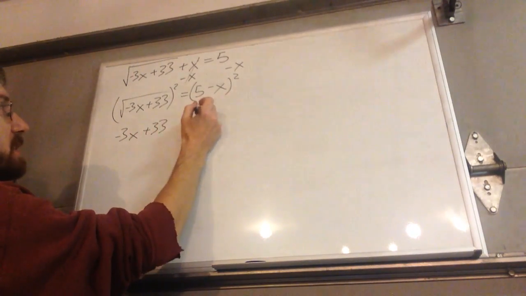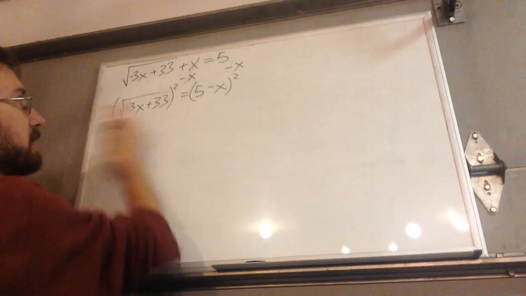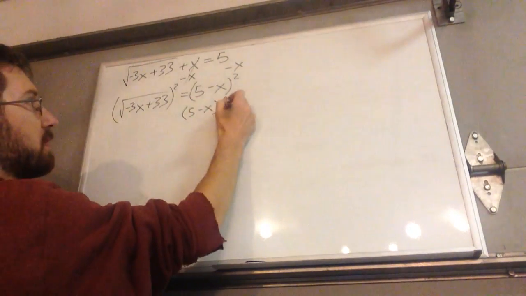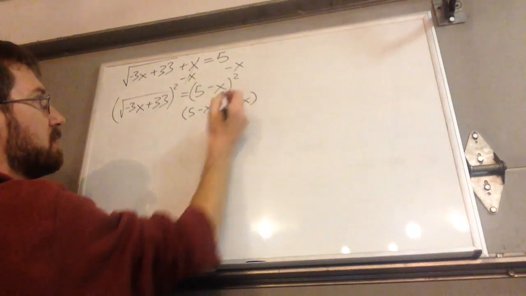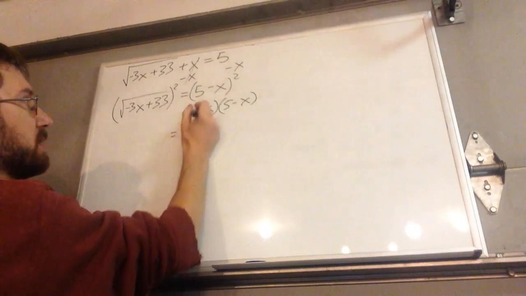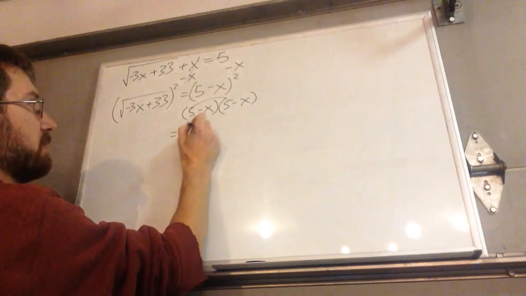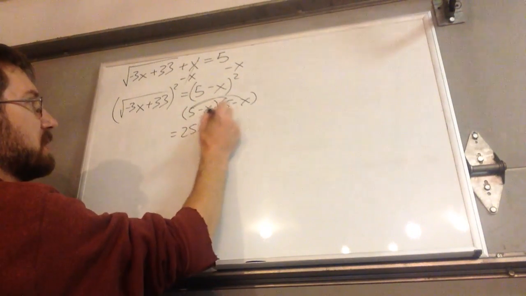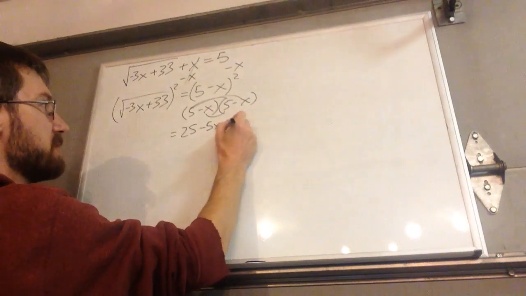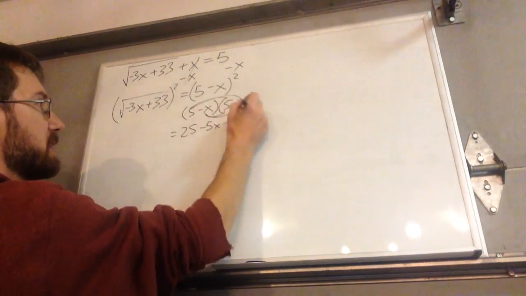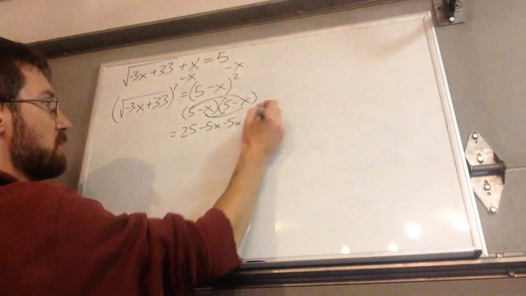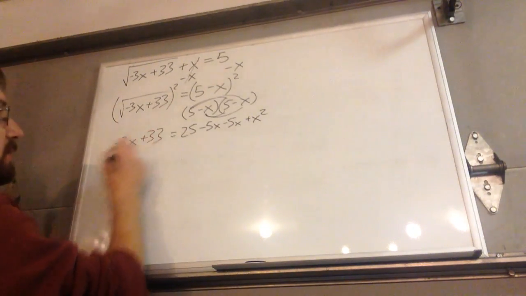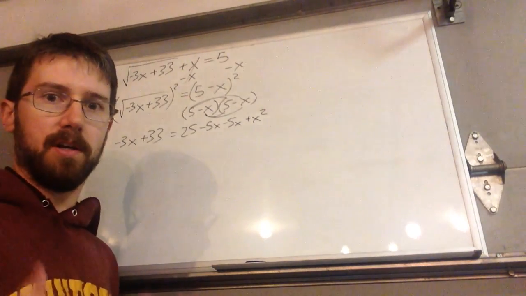And then over here I still need to FOIL this out. I'm going to FOIL this out first. So on this side, 5 times 5 is 25. 5 times negative x, negative 5x. Negative x times 5, minus 5x. And negative x times negative x is plus x squared. Then on the other side, negative 3x plus 33. Okay, with me so far? Good.